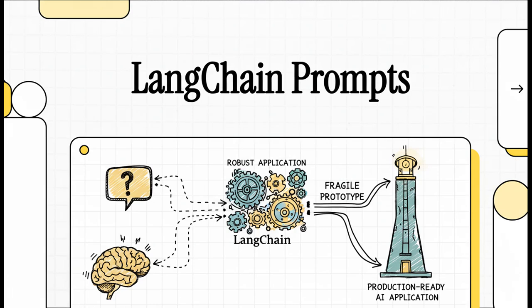Welcome to The Explainer. Look, we've all been there, right? You build an AI app, you tweak one tiny thing in your prompt, and boom, the whole thing just falls apart. Well, today we're going to dig into exactly why that happens and, more importantly, how LangChain's smart approach to prompts can take you from a fragile prototype to a seriously solid, production-ready application.